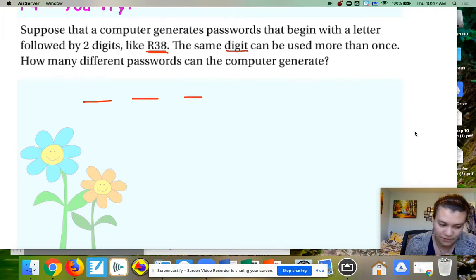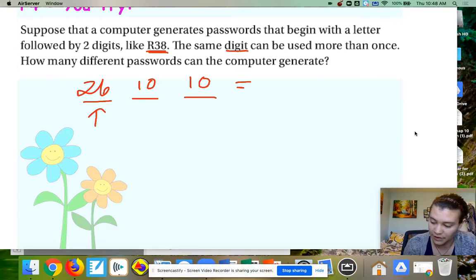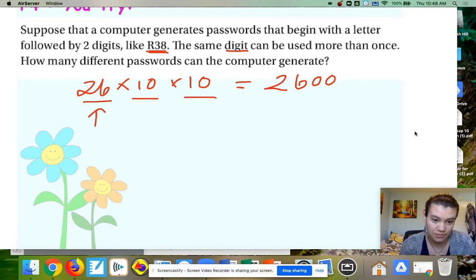So draw out your spaces. This one is our letters first. So think of how many letters are in the alphabet. 26. And then we want to think about how many digits, how many single digits can we get? You can do 0, 1, 2, 3, 4, 5, 6, 7, 8, 9. Once you hit 10, that's 2 digits. So you're going to have 10 options because you have 1 through 9 and then also 0. Then we can reuse the digits. You write another one, multiply these out, and you get 2,600 different password options.